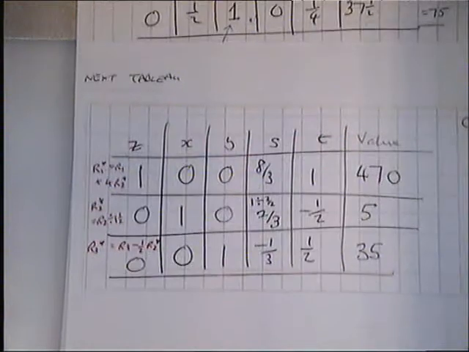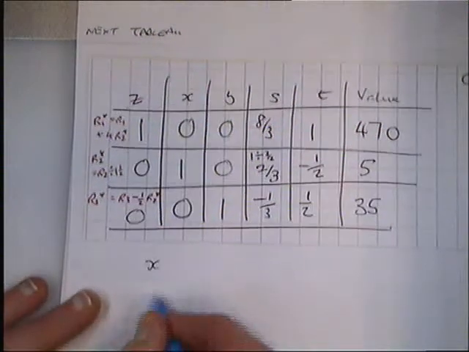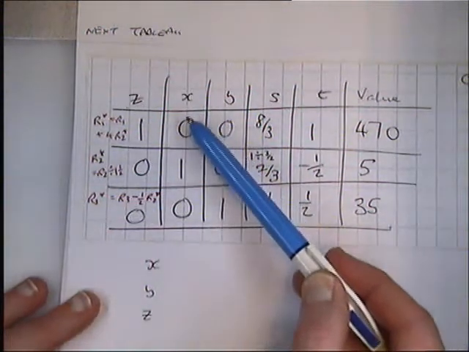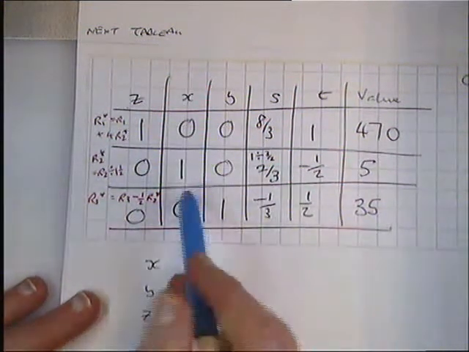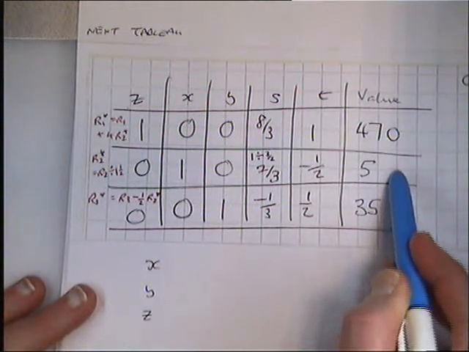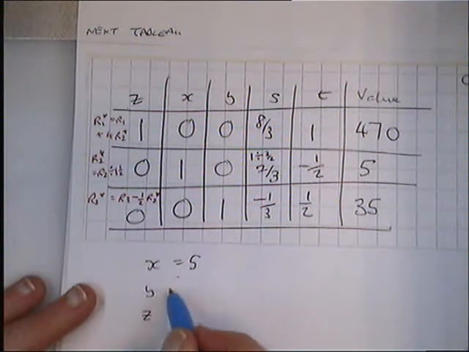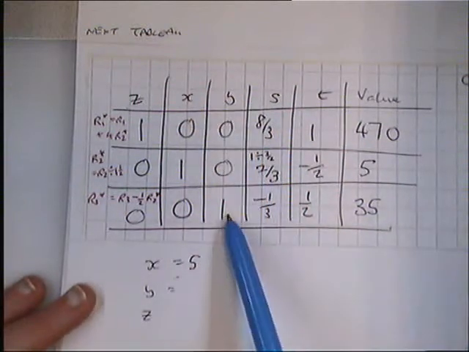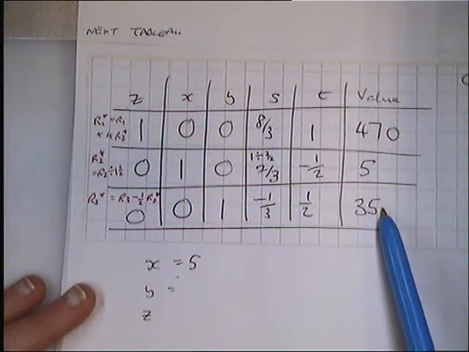Now we need to interpret our table and see what it is. We want to know what x is, what y is, and what z is. To find out what x is, you find the x column where it should be all zeros apart from 1, and you find where the 1 is, and you then read off the value at the end of that row, which is 5. So x is 5. To find what y is, you do the same thing. Find the y column, there should be all zeros apart from a 1, find the 1, and then go to the end of that row to read off the value. And the value of y is 35.